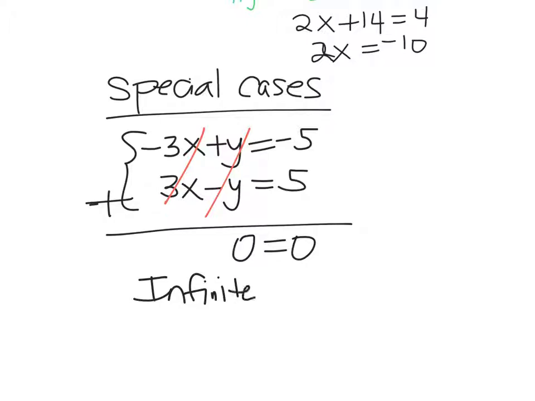What happens is when you graph these 2 lines, they're the same exact line on a graph, okay? And when you solve it by elimination, you get a true statement, which means infinite solutions.